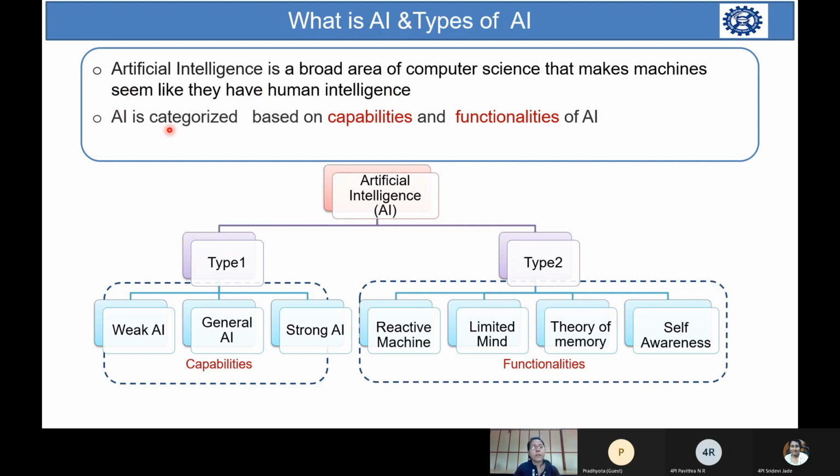So we have different types of AI, and those are categorized based on the capabilities and functionalities of AI. Based on the capabilities, we can divide AI into three categories: weak AI, general AI, and strong AI. And based on the functionalities, we can divide AI into four categories: reactive machines, limited memory, theory of mind, and self-awareness. So one by one, I will explain.